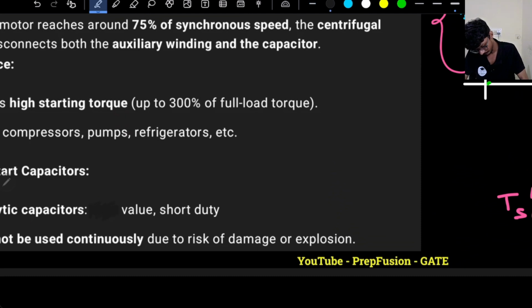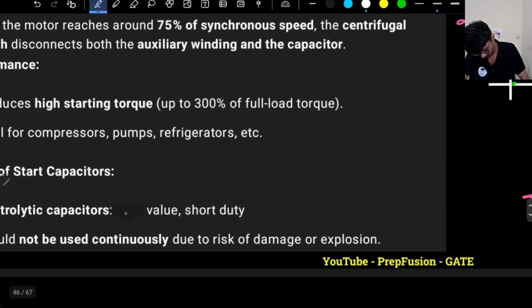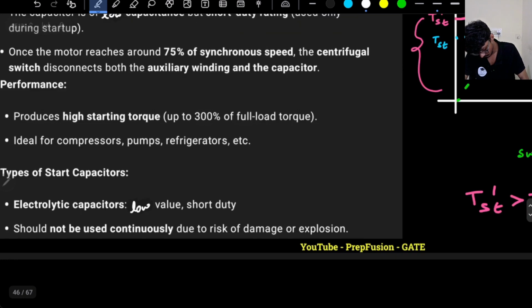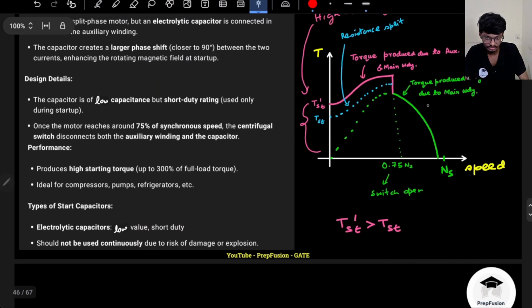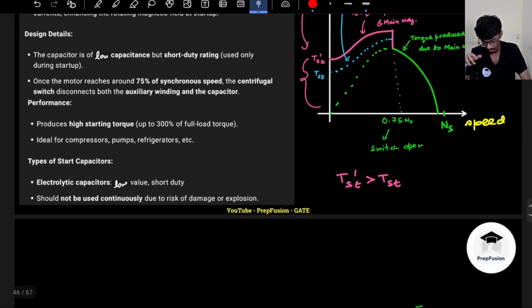Low value, short period of time. So I cannot use it continuously because there is a possibility of damage, because the capacitance itself is low. Due to that it can get heated up. I cannot use it continuously.